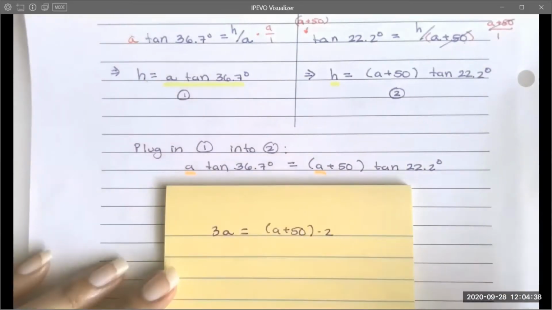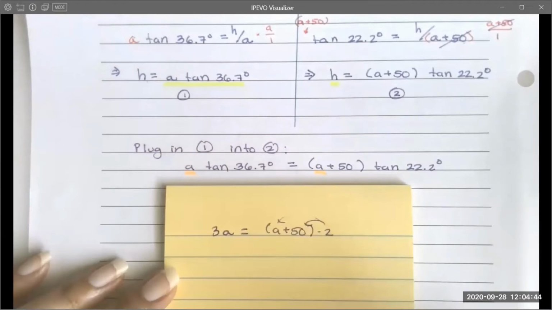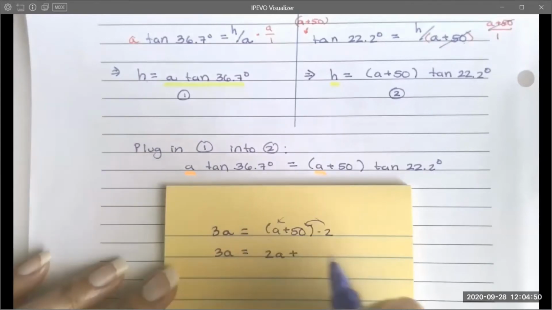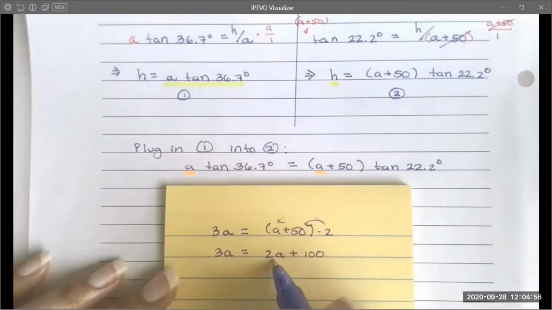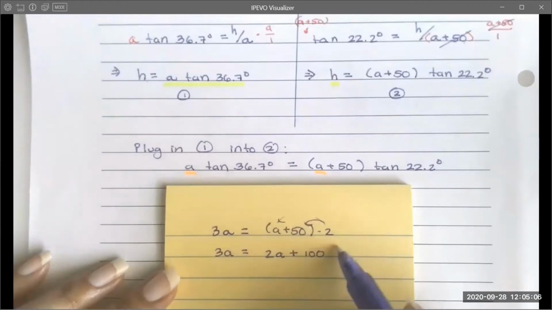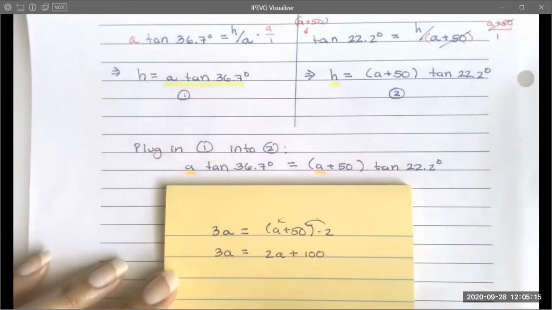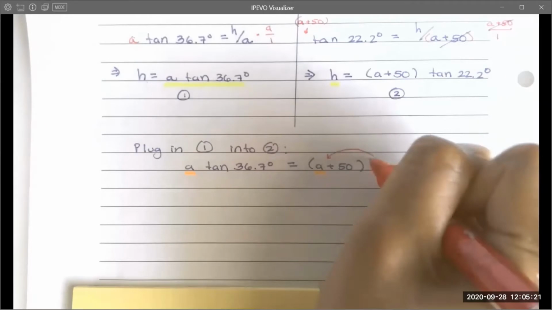Well, first I need to get rid of the parentheses. I would need to distribute the 2 into the a and the 50. So we'd have 3a is equal to 2a plus 50 times 2, which is going to be 100. And then I would subtract the 2a from both sides because we need to have like terms. So let's take this first step of distributing the constant, which in our problem is actually tangent 22.2, to get rid of parentheses. I'm going to distribute tangent to the a and tangent to the 50.